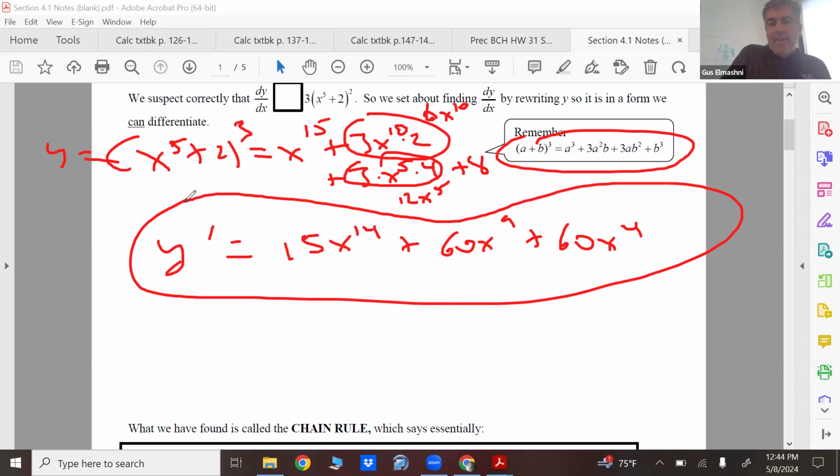I mean, it wasn't so bad, I guess, to FOIL it. But there's something else we could do called chain rule. I'm actually going to show you the chain rule right now and then explain it down below.